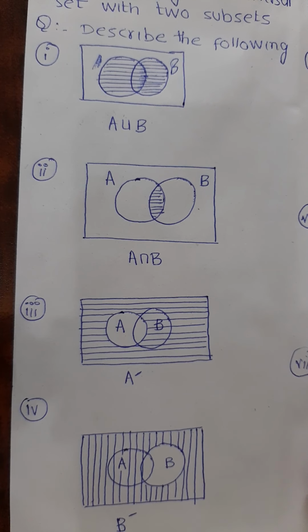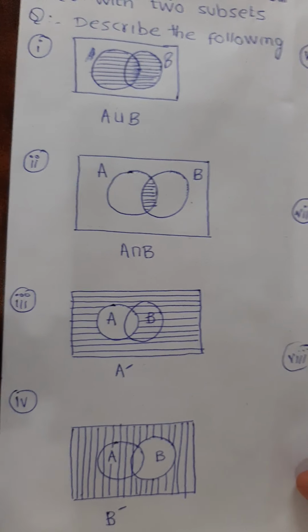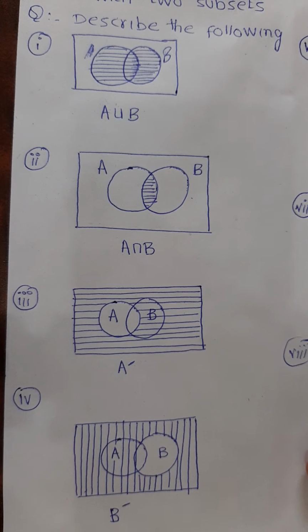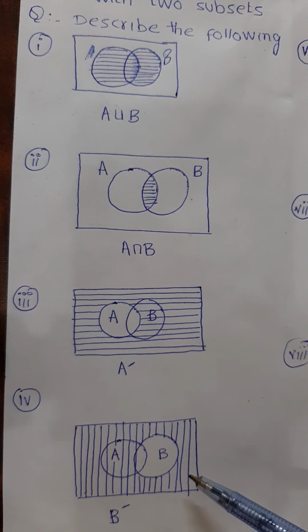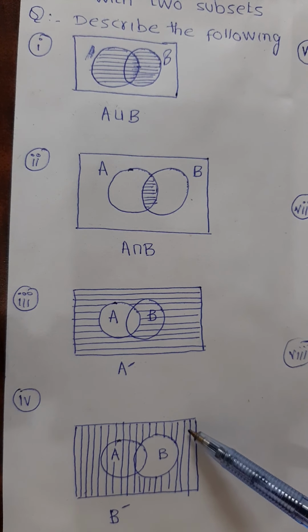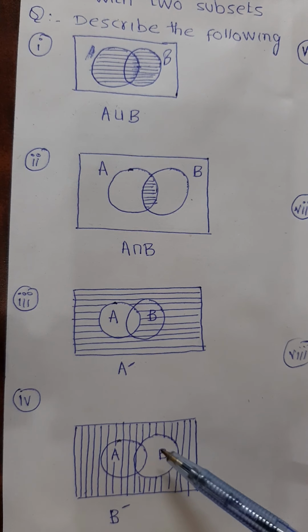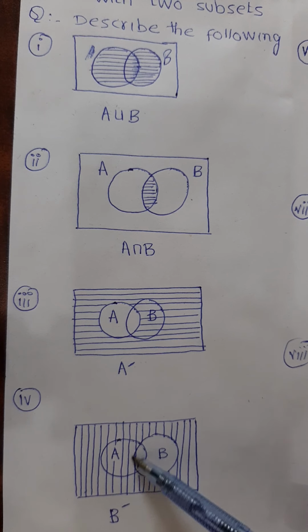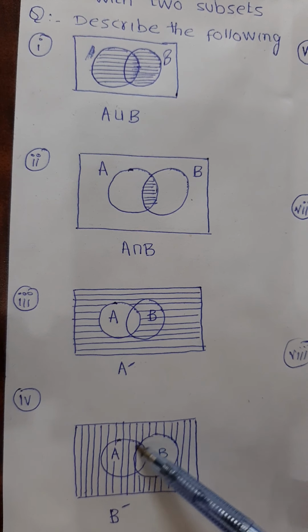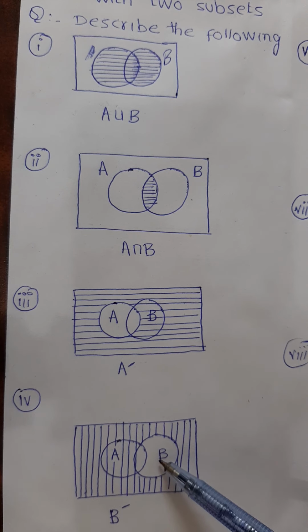In part 4 of this worksheet, we can see that we have shaded everything with vertical lines other than the circle B. Now, if B is not shaded and everything outside B is shaded, that means this is the complement of B, meaning other than B everything is shaded.